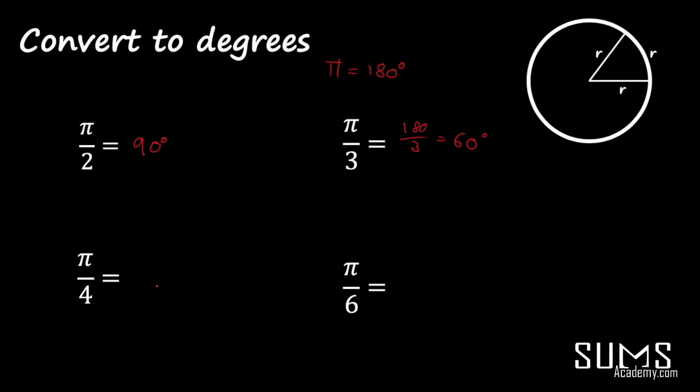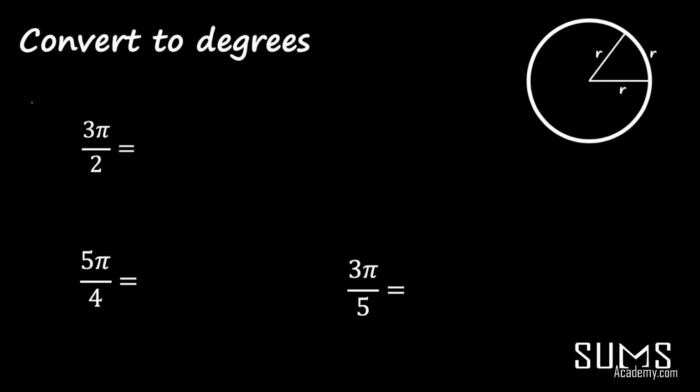And then pi over 4, so 180 over 4, so you could think over 2 and 2 again, so that'll be 45. And pi over 6, that's going to be 30 degrees. Okay, so you'll get very familiar with these, they come up all the time. You're kind of expected to know these intuitively, but if you don't, you can just work them out from scratch.